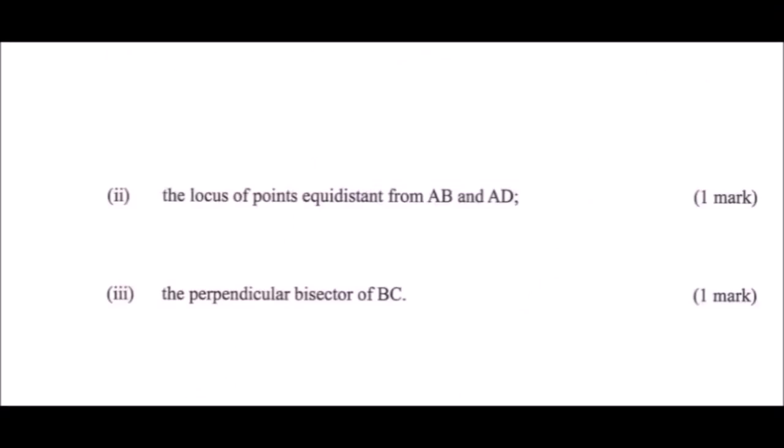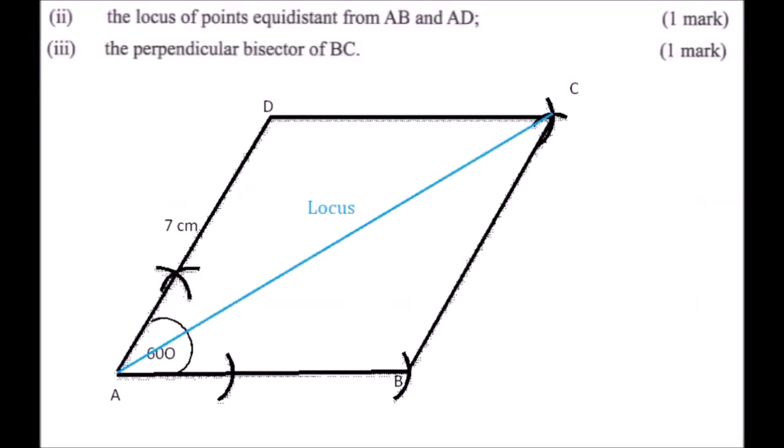So Roman number 2, we are told the locus of a point equidistant from AB and AD, you get 1 mark, and the Roman number 3, perpendicular bisector of BC. So let's do that. This means that we bisect our angle 60, and we know how to bisect. You just make 2 marks. If you draw a line from A to C, it will have bisected that angle. Again, we are told the perpendicular bisector of BC, this means that we bisect BC.